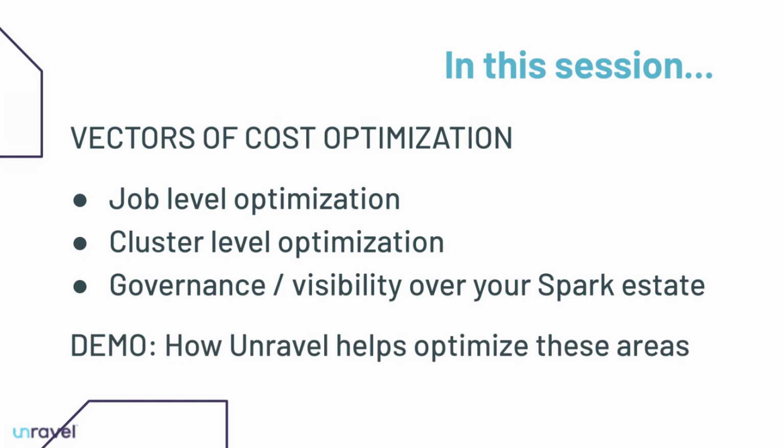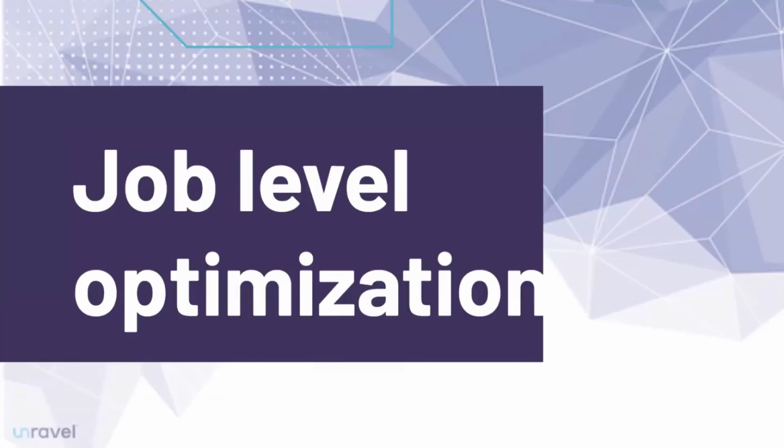And of course, after we talk about these 3 points, we're going to go into a quick demonstration on what this looks like in the Unravel platform. So the first, job level optimization.